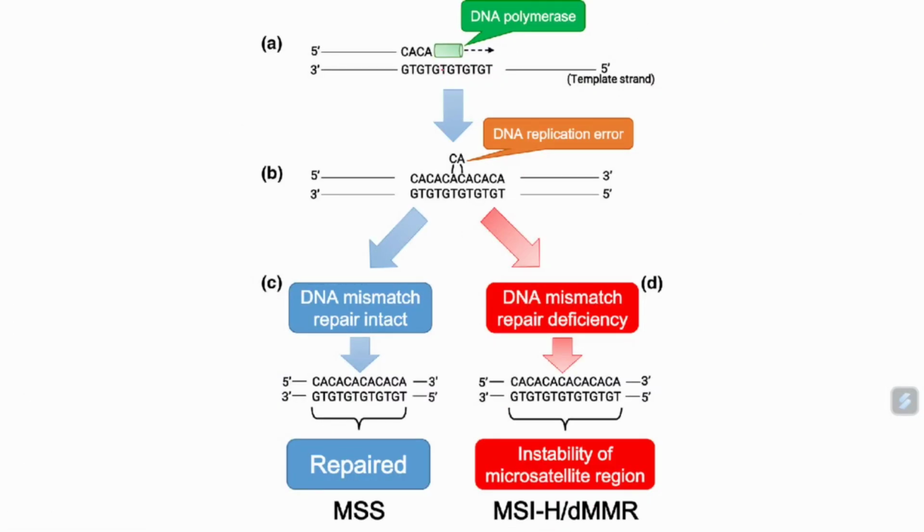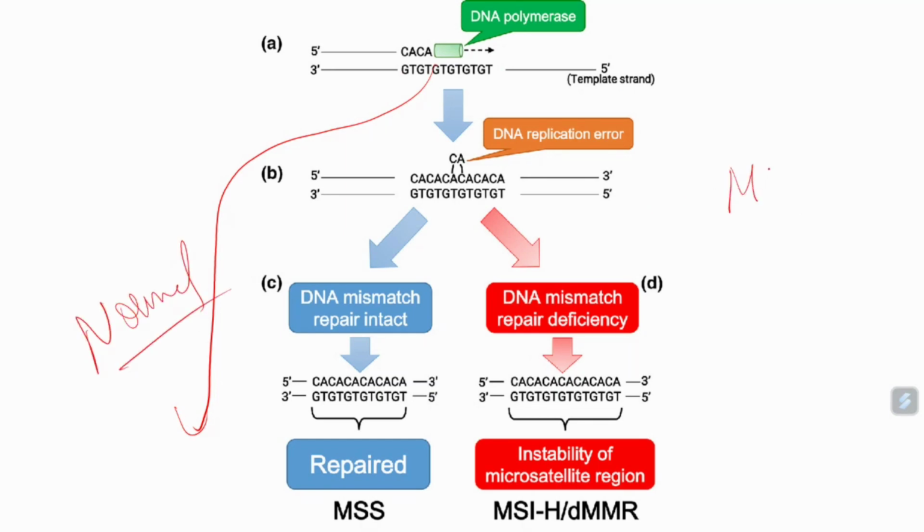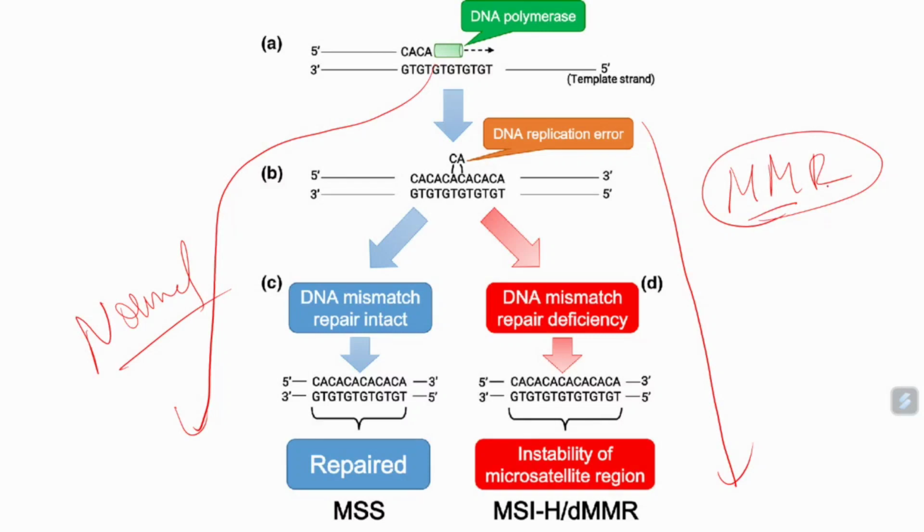Just you can see, this is the normal mechanism, and this is deficiency of the mismatch repair system. The red side is deficiency of the mismatch repair system. When deficiency of the mismatch repair system occurs, it will cause instability of the microsatellite region, and if microsatellite instability is seen, that is what is causing colorectal cancer.